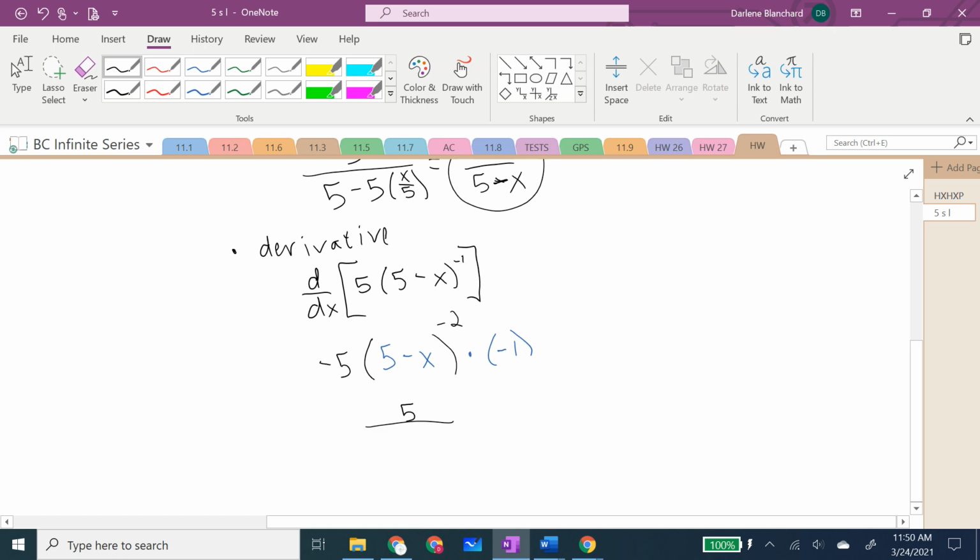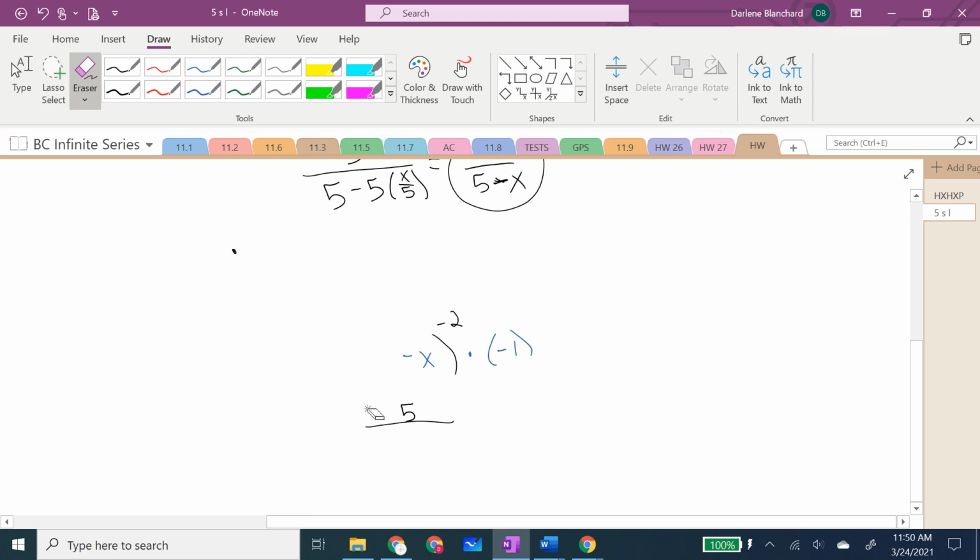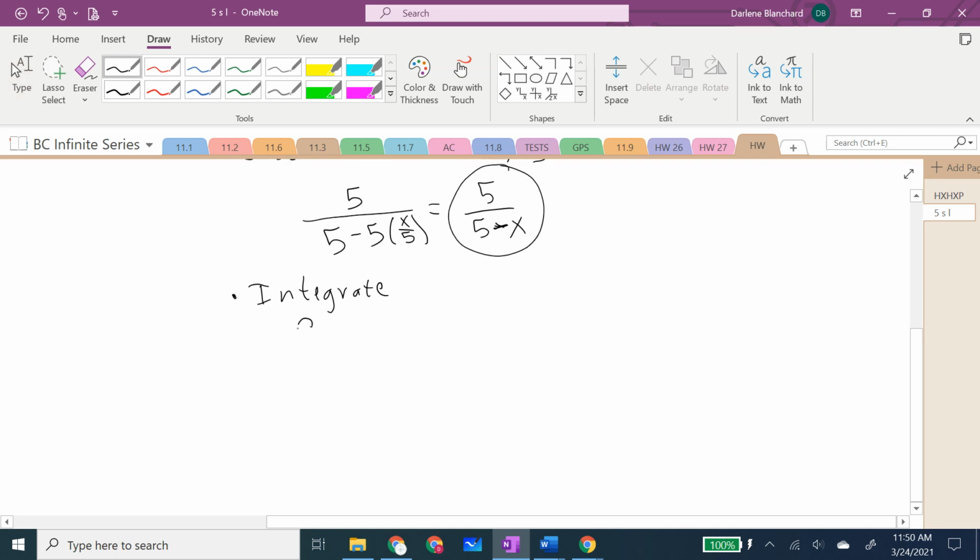Oh, you know what? Do you see what I did wrong? Yep. Supposed to integrate. This is why you don't do your power series first. I don't know. I just had the wrong thing in my head. And I actually need to integrate. So here we go again. Integral of 5 over 5 minus x dx.